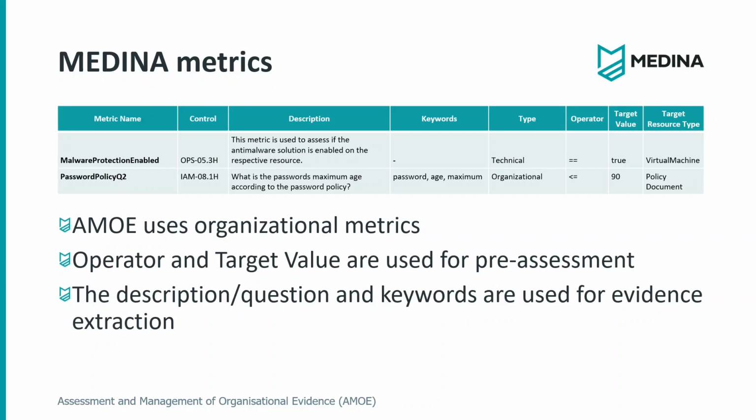The operator and target value are used to compute pre-assessments, aimed to help the user reach decisions faster. The evidence extraction is using the question contained in the description as well as the defined keywords. The control ID is used in the UI to provide the user with additional information, by displaying the respective EUCS requirement. This can help the user to reach a decision for the assessment result.